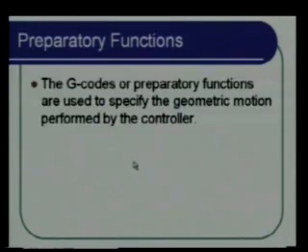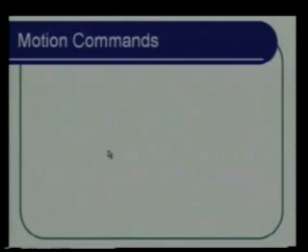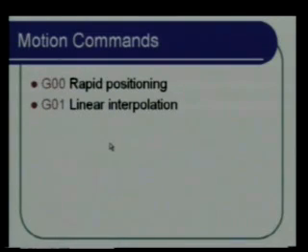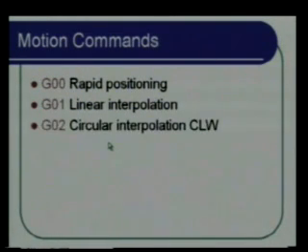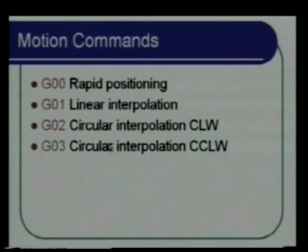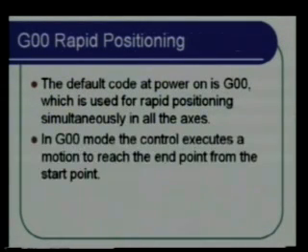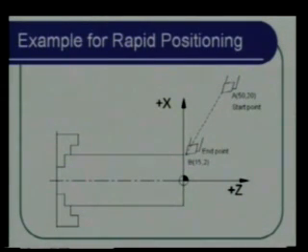Now preparatory functions are also the same as we use in most of them. Motion commands, G00 we are going to use for rapid positioning, G01 we will be using for linear interpolation, and G02 is used for circular interpolation in the clockwise direction, and G03 is circular interpolation in the counterclockwise direction. Now these are all the same as that is used. Only thing is that you can see examples slightly.